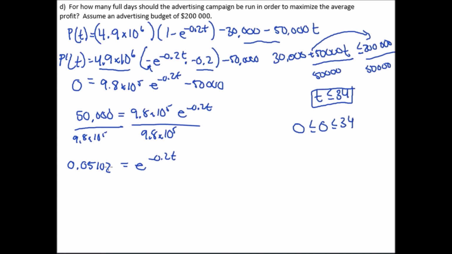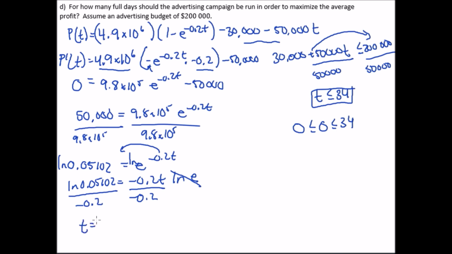Okay, how do we get this exponent down? I'm going to ln both sides, ln and ln. Okay, so I'm going to bring this down. So I have ln of 0.05102 equals negative 0.2t ln e. That ln e goes away. And we divide both sides by negative 0.2. Okay, so I get t equals, make sure this works on my calculator. So ln 0.05102 divided by negative 0.2. This is 5,000. Sorry, and I did it with 5,000 too. Okay, so there should be another 0 in there. Okay, so I get time equals 26.